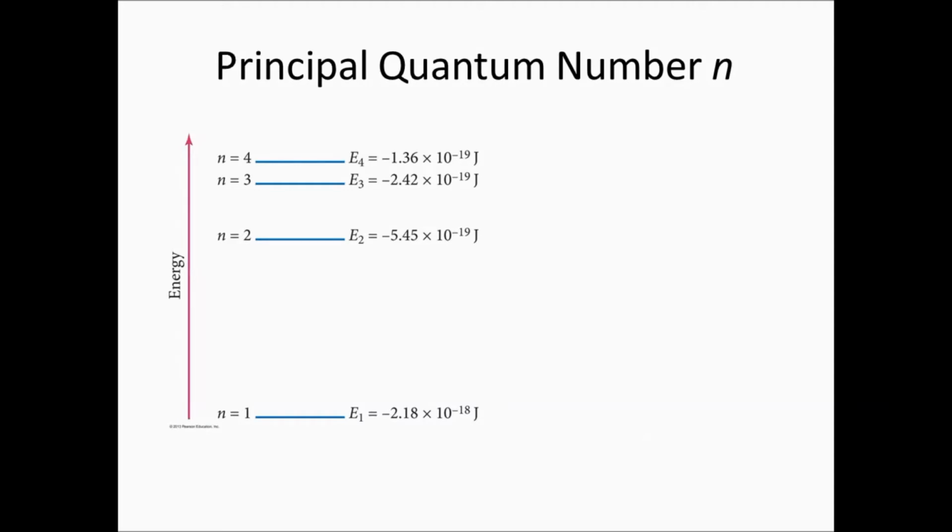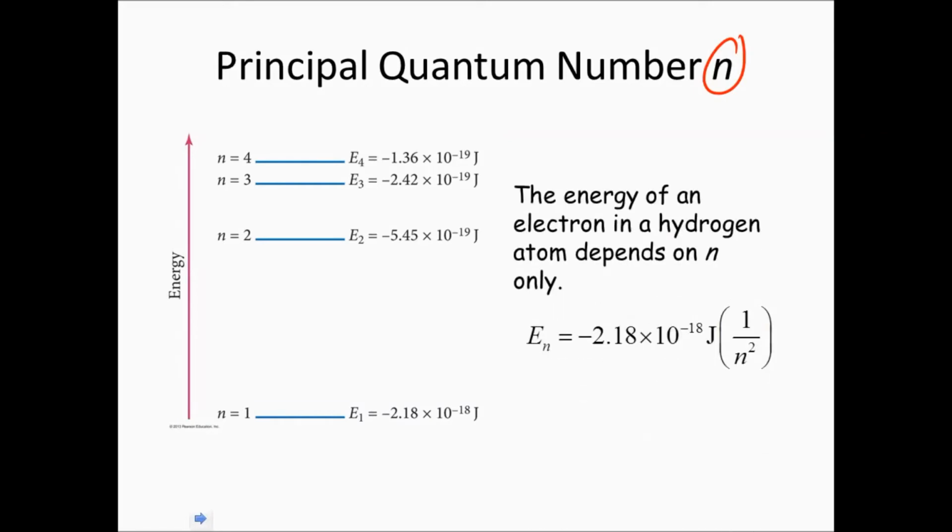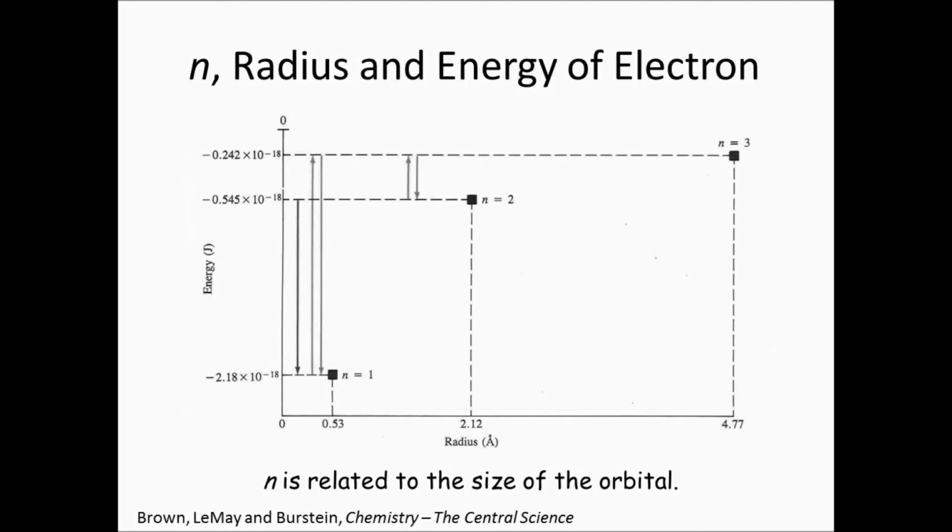So, principal quantum number n we've seen before. And n, as you may recall, the energy of an electron in a hydrogen atom depends on n only. And the n value really defines which electron shell you're in. n can take values of 1, 2, 3, 4, 5, a positive integer, in other words. This is coming straight out of the Rydberg equation. The n in the Rydberg equation is the principal quantum number. And n is related to the size of the orbital. The larger n is, the larger the orbital is, and the higher the energy.